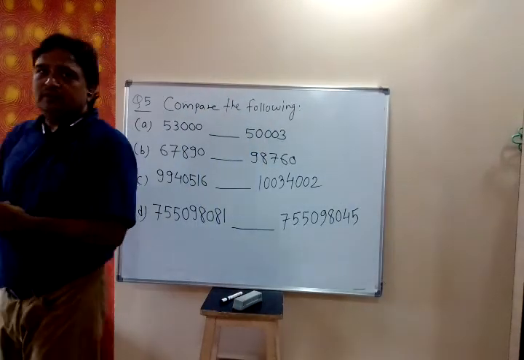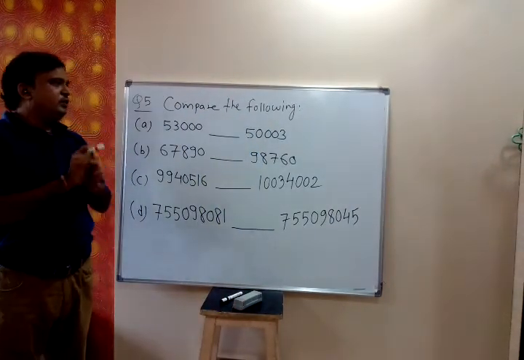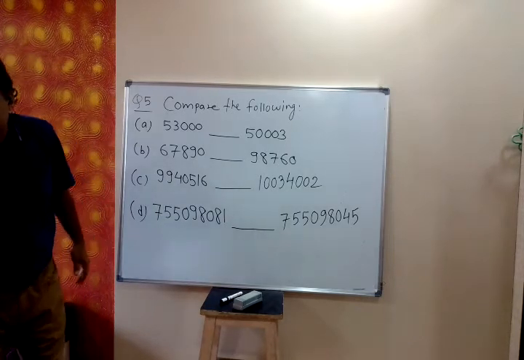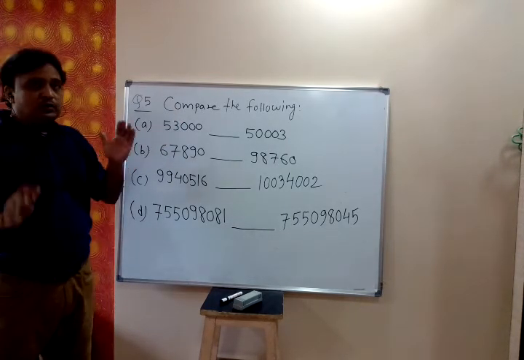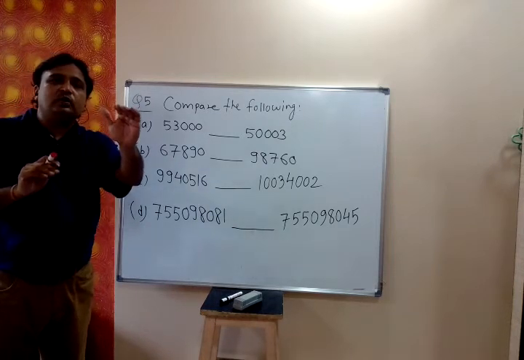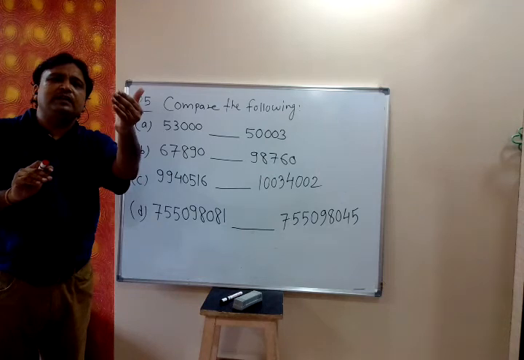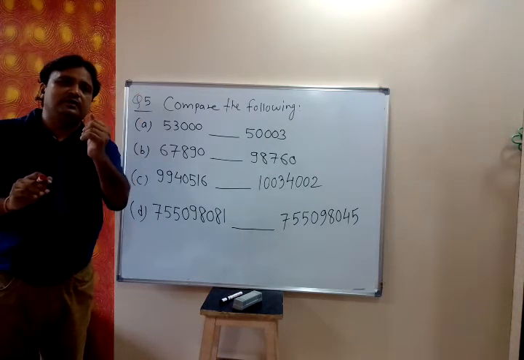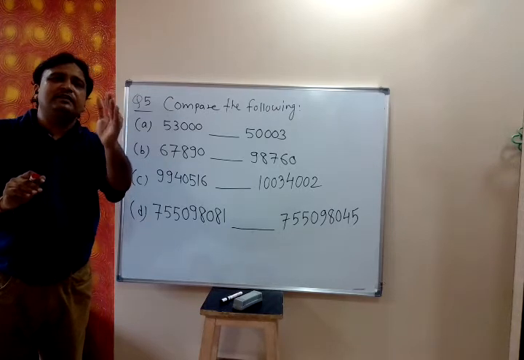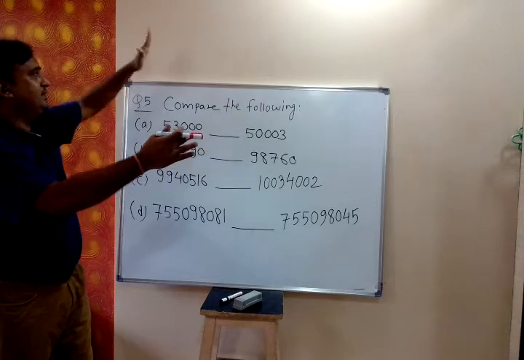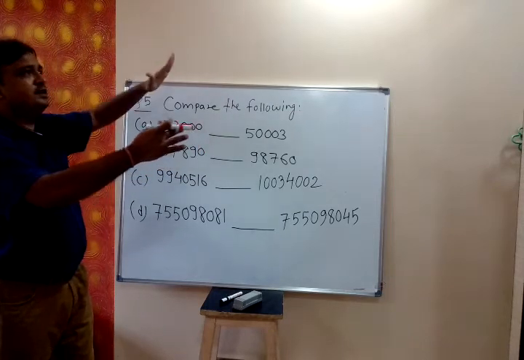So two things you have to do. Yes, sign, greater than, less than, that sign you have to put. When two numbers are given, you count number of digits. Whichever number has more digits, that number will be bigger. And if the number of digits are same, then you have to compare the digits from left side.